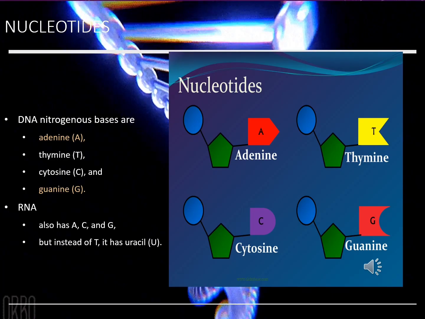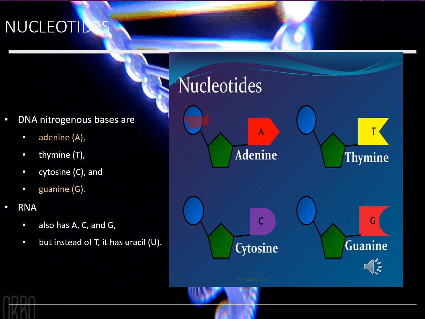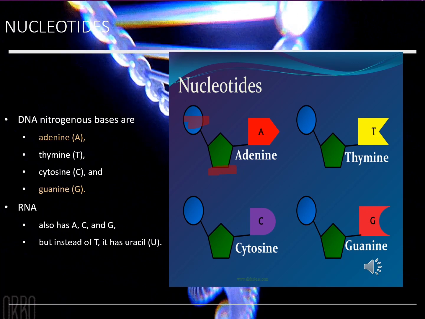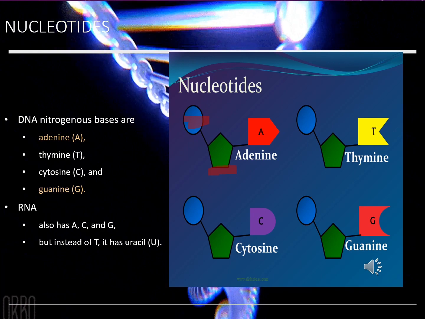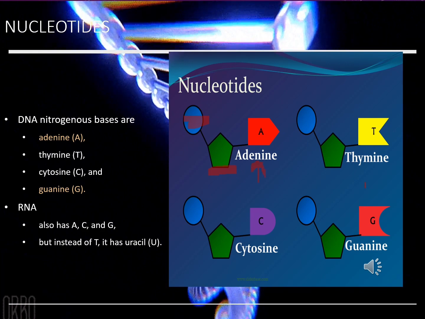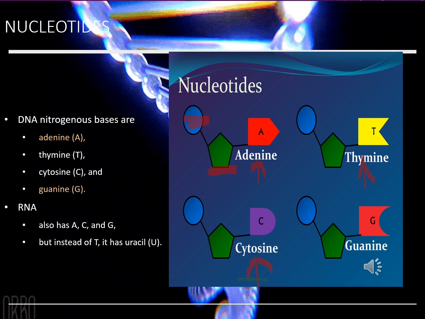In the nucleotides, we have the same structure. So the phosphate group is the same, the sugar is the same, the pentose 5-carbon sugar is the same, but the nitrogenous bases are different. We have 4 types: adenine, thymine, cytosine, and guanine.